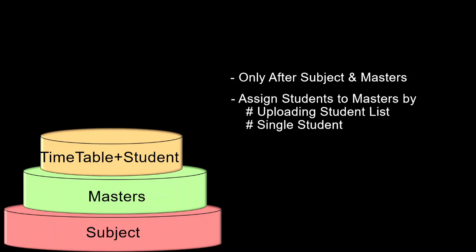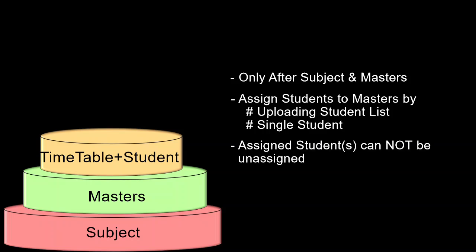Next in the list, students. You will need to create subject and masters before you can assign students list. Here, you can assign the students to a given master. There are two different methods for it. One, by uploading the students list, useful for bulk uploading. Two, adding a single student at a time, useful for modifications. Once the students are assigned to a master, they cannot be unassigned.